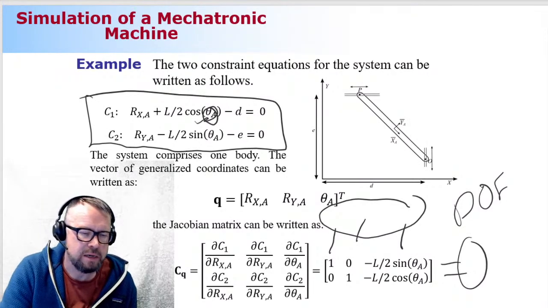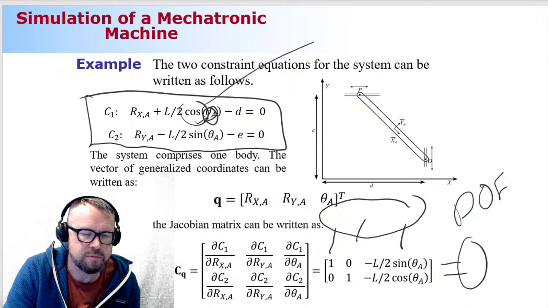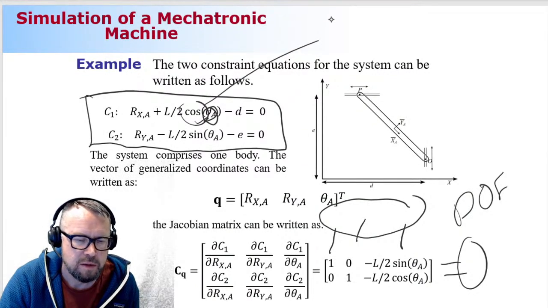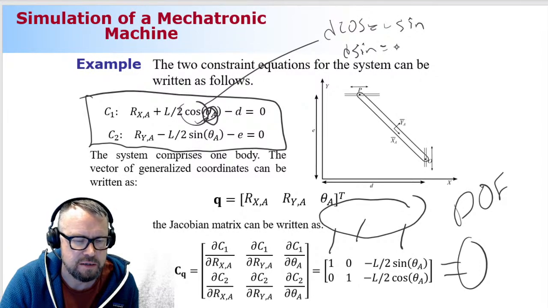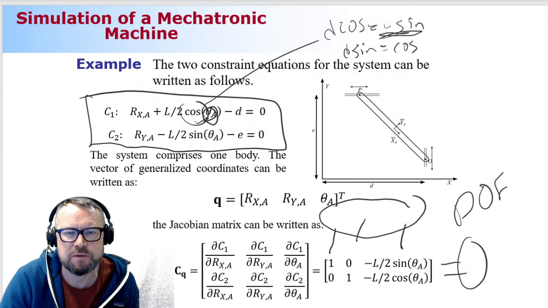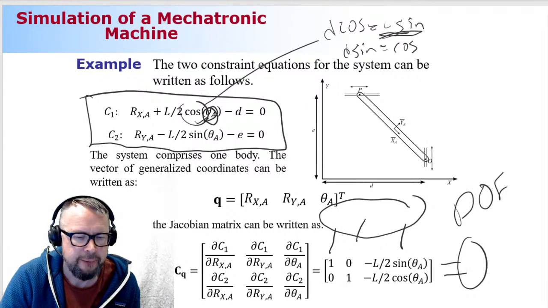When you're differentiating cosine, d cosine is minus sine. D sine, this is differentiation. Differentiation of sine is cosine. So that's where it's coming from. It's coming from the differentiation rules. Okay.